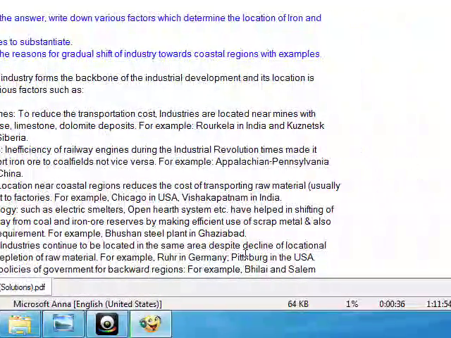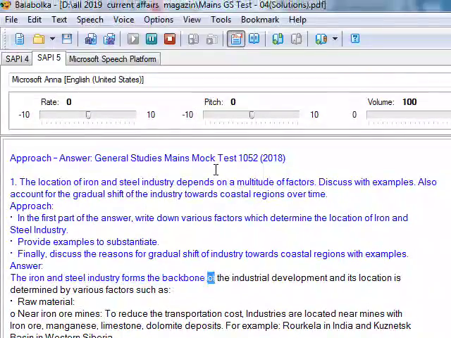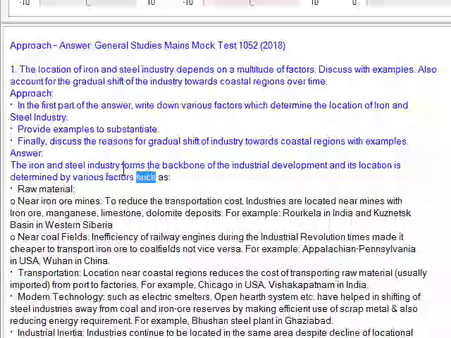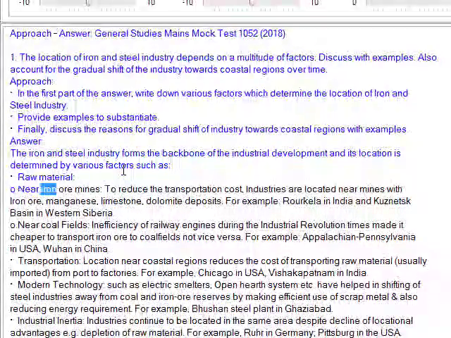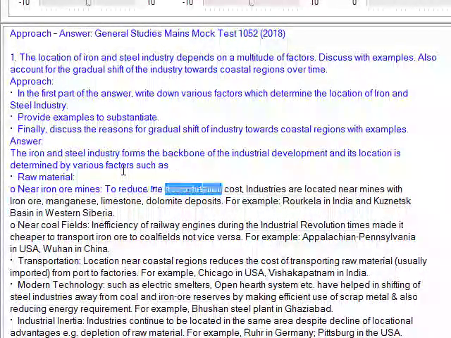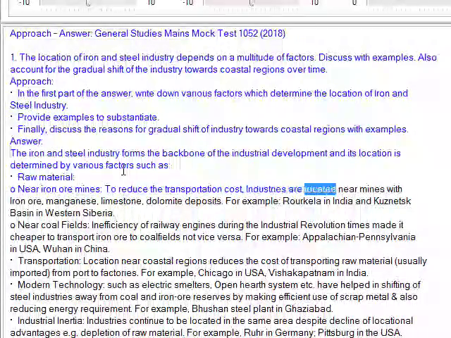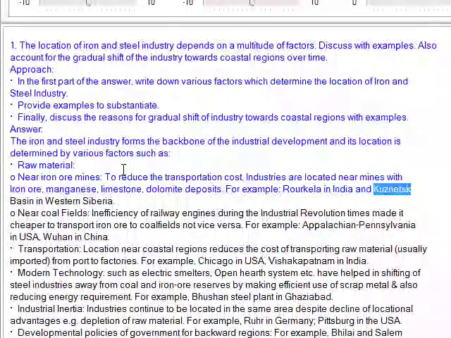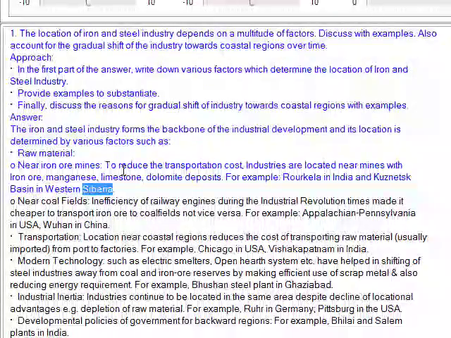Answer. The iron and steel industry forms the backbone of industrial development, and its location is determined by various factors such as raw material, near iron ore mines. To reduce the transportation cost, industries are located near mines with iron ore, manganese, limestone, dolomite deposits. For example, Rourkela in India and Kuznetsk Basin in western Siberia.